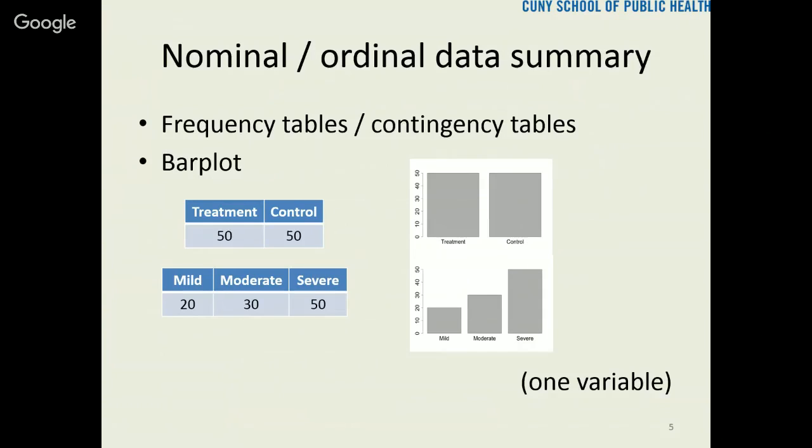So for the nominal and the ordinal data, we use frequency tables and bar plots. The frequency table is just a table that lists the number of each of the categories that we have. For a single variable, it's a one-row frequency table. You can make it for 2 variables. Those are called contingency tables. And the bar plot is just a graphical presentation of the same thing.